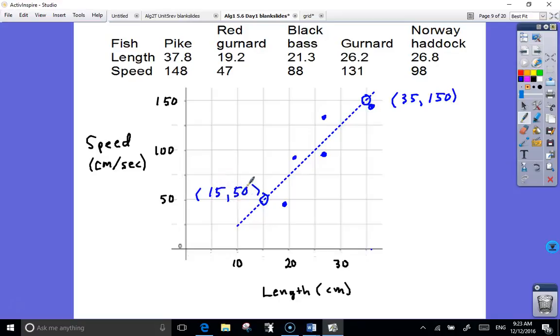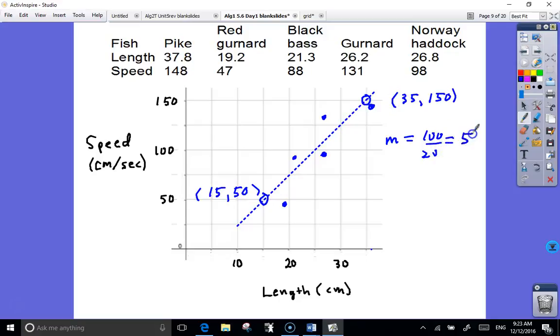So if you can identify a couple points on the graph, you can make the equation of a line. I mean, that's what you did in the homework last night. Here's 2 points, make the equation of a line. So we could do that, right? The m is going to be 150 minus 50, which is 100, over 35 minus 15, which is 20, so it looks like the slope is about 5.